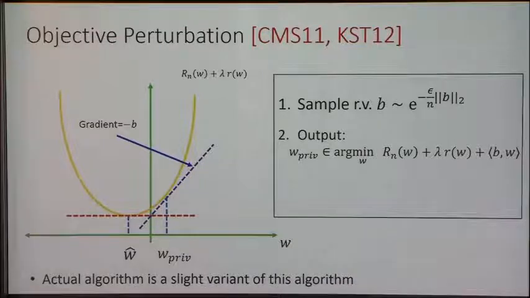So what we do is, this is our original objective function, and we add a small noise to it. And in terms of geometry, what it says is that if this function is the true objective function that I want to minimize, and W hat is the true minimizer, then my gradient will be equal to minus B for this objective function, and W private will be given by the point where the gradient intersects this curve.